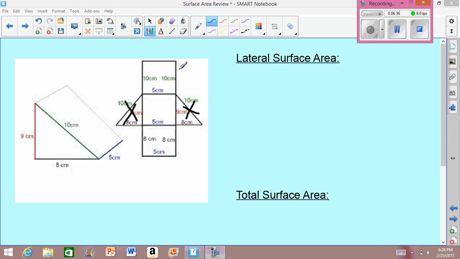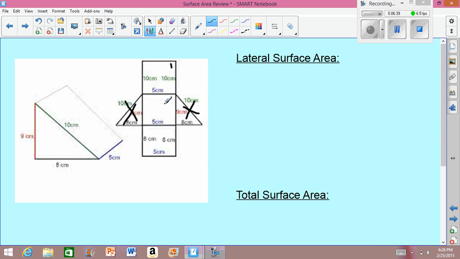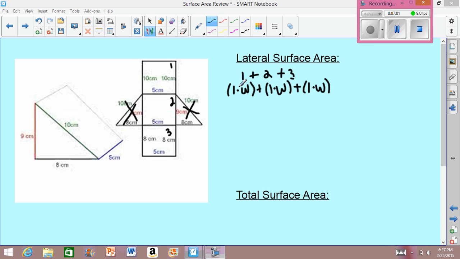So all we have to do is find the area of rectangle 1, the area of rectangle 2, and the area of rectangle 3, and add them together. So 1 plus 2 plus 3. Remember, to find the area of a rectangle, it's just length times width. But each one of these has their own length and width. So we have 3 different rectangles. Now we're ready to plug in.